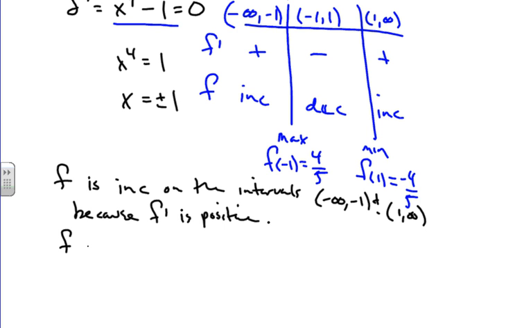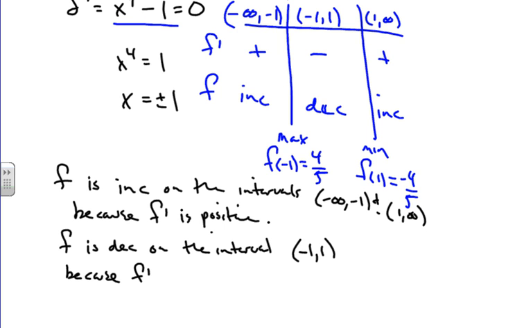We can then find f is decreasing on the interval that appears from -1 to 1, because f prime is negative on the interval that we found when we did our sign chart in our analysis.